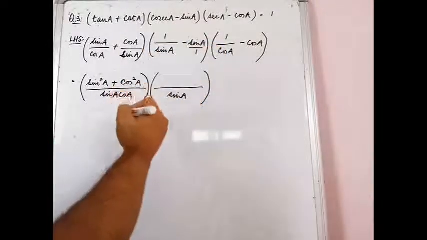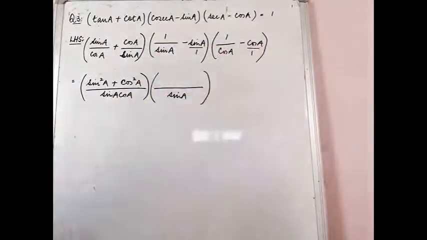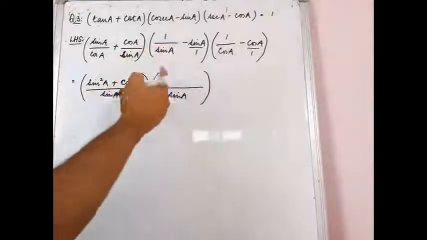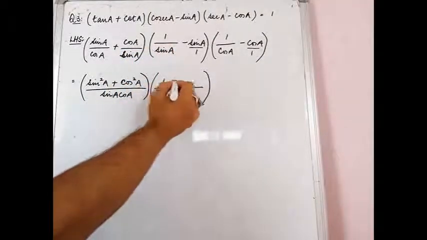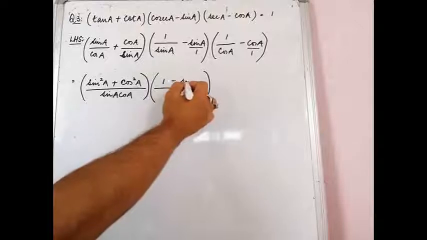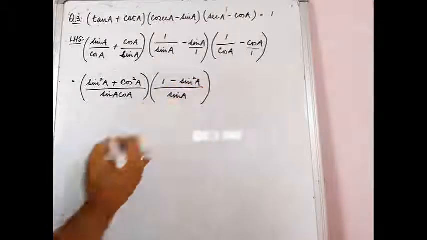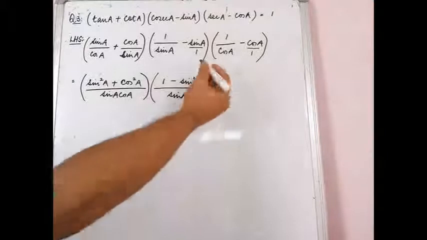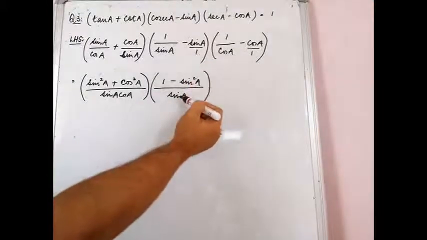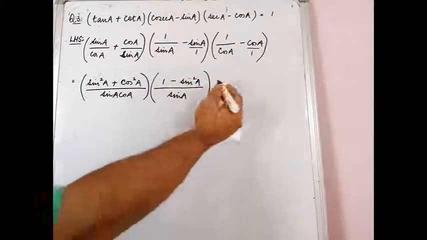You can simply put upon 1 here. So in the second bracket, sine A is there, you have 1 minus sine square A. How? You can read the table. 1 into sine A is sine A, so sine A into sine A is sine square A.